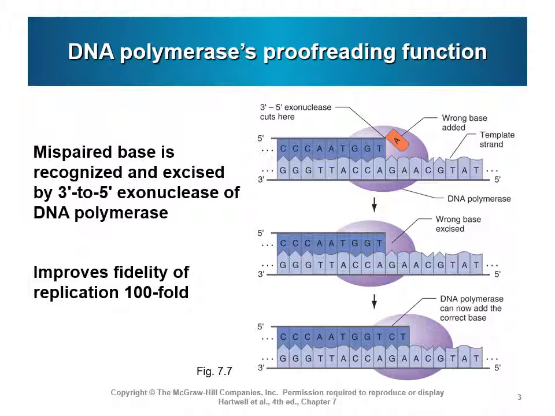However, this mechanism improves fidelity of replication by 100-fold, which means if we did not have this, we would have a mutation rate of 1 in every 10 million instead of 1 in every 1 billion. So I think this is still a pretty significant and very important mechanism for avoiding mutations.